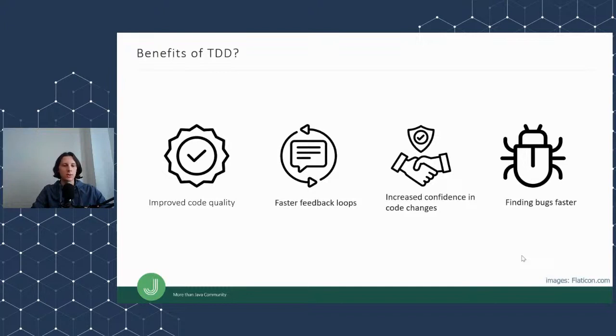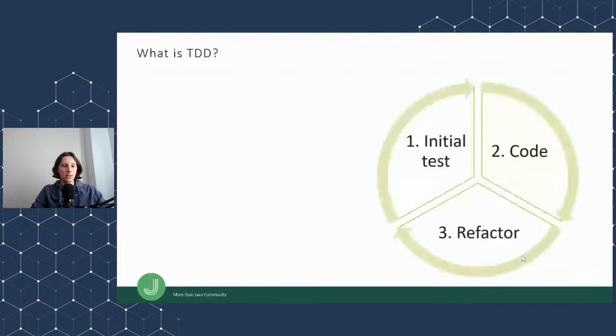It increases the confidence in code changes. If you have a lot of tests and you would like to change some logic, you can just run the unit tests and see if any of them broke. And finally, TDD allows you to find bugs faster, partially because of the faster feedback loop. That's pretty simple too. Let's return to the TDD cycle.